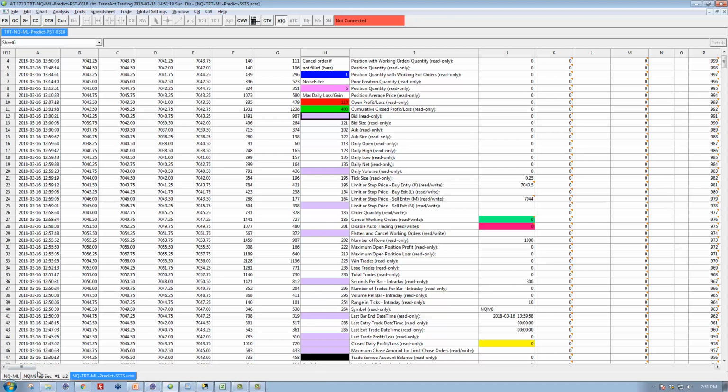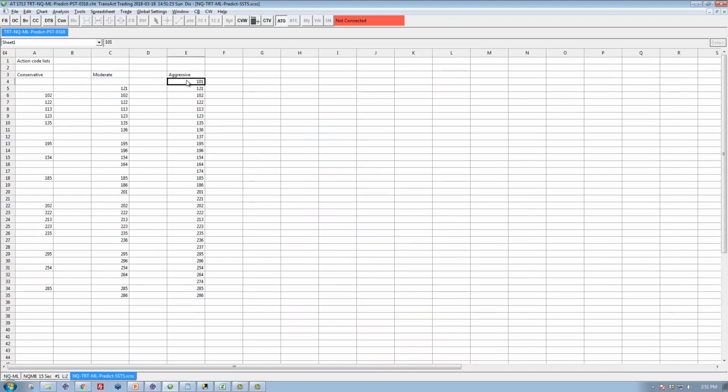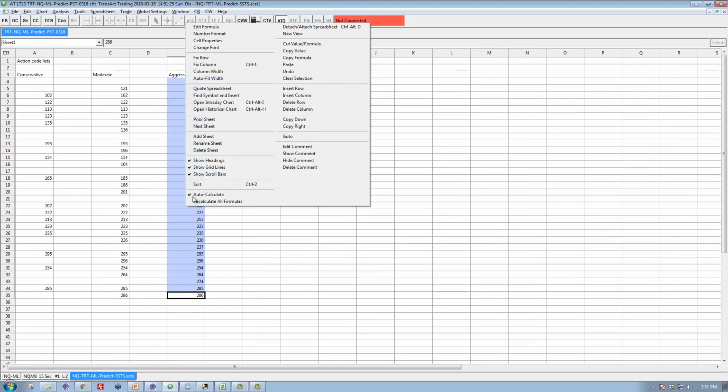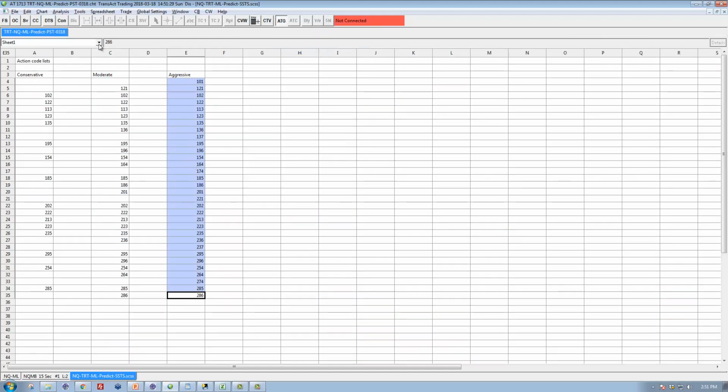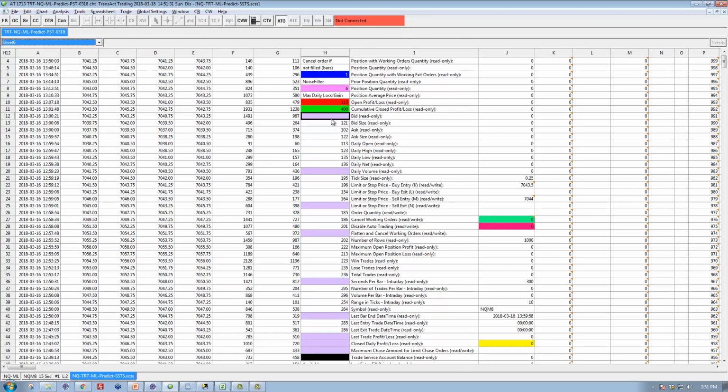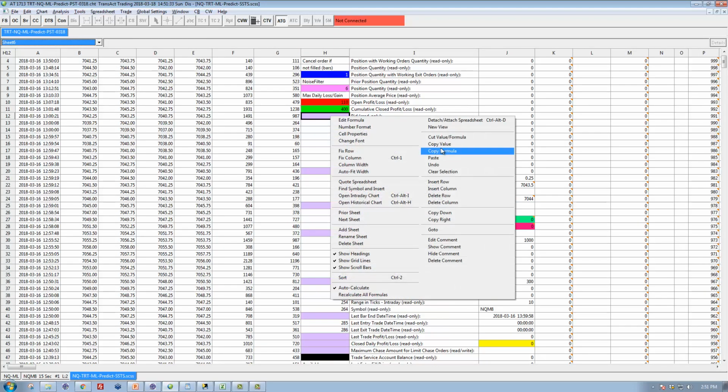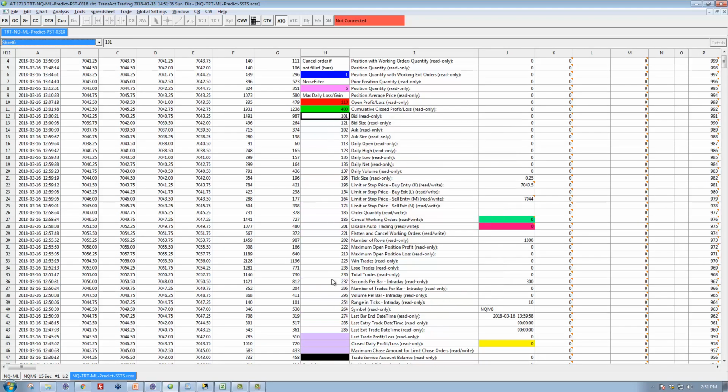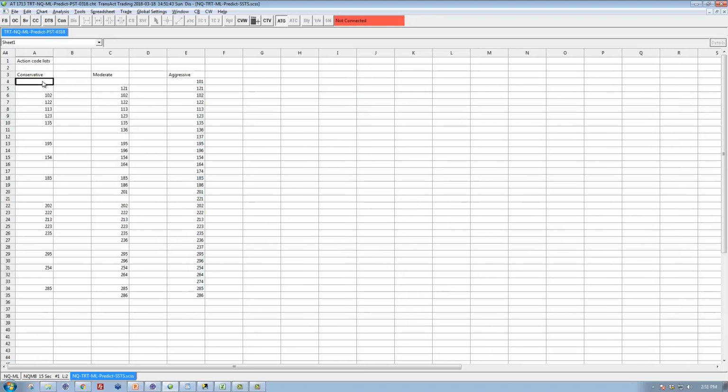If I want to be aggressive, then I'm going to copy the aggressive codes. Copy value. I did a right click there. Go back to sheet 6 and come up here and paste. And now I'm going to take this set of aggressive codes. It's all of them. It's pretty aggressive. And then if I want to be conservative, I'm just going to come over here and go grab these.